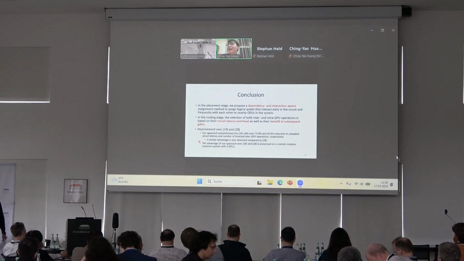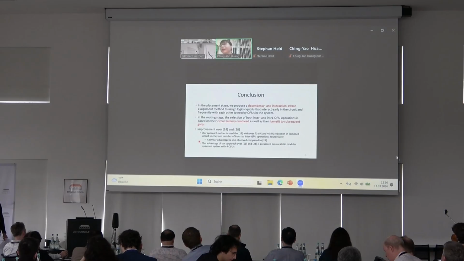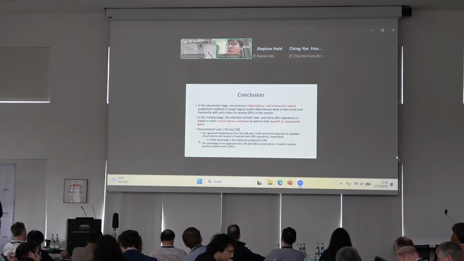In the experiment, our approach outperforms reference 19 and 28 in terms of circuit latency overhead and number of inter-QPU operations on a modular quantum system with 3 QPUs. And this advantage is also preserved in a system with 4 QPUs. That's all for my talk.